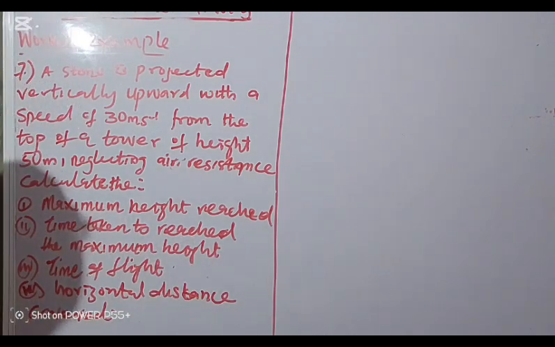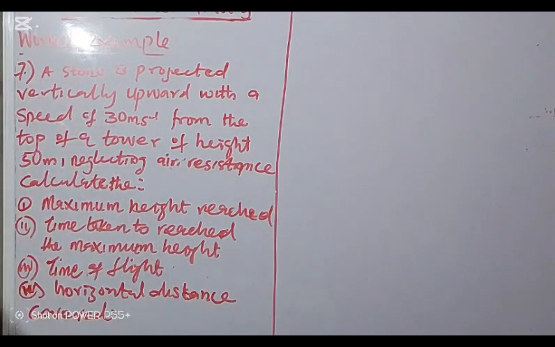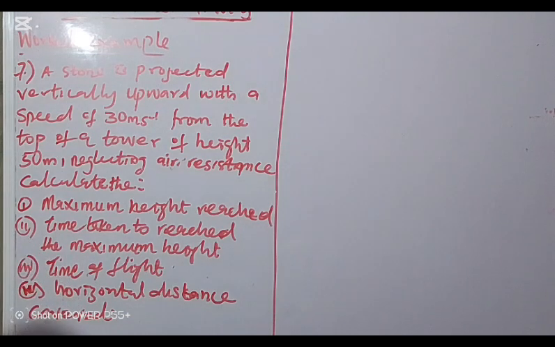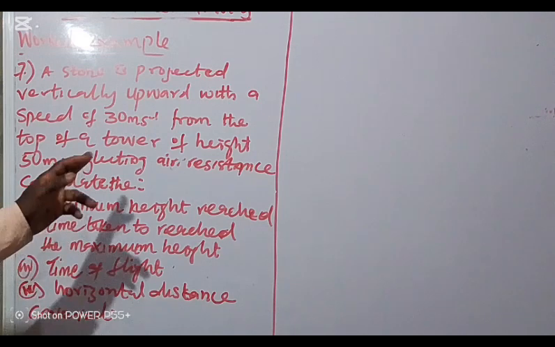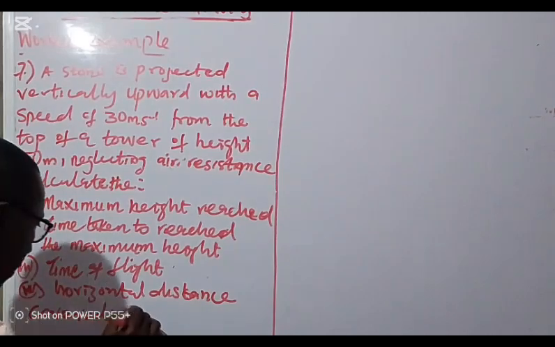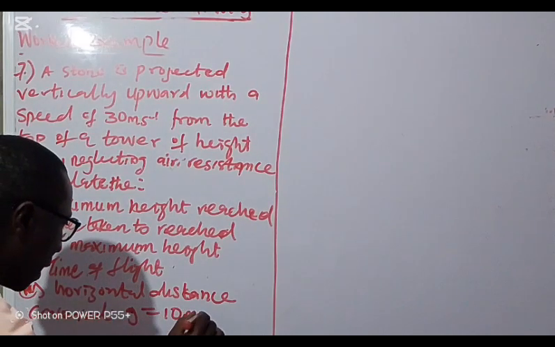A stone is projected vertically upward with a speed of 30 meters per second from the top of a tower of height 50 meters. Neglecting air resistance, calculate: 1. The maximum height reached by the stone. 2. The time taken to reach the maximum height. 3. The time of flight. 4. The horizontal distance covered by the stone. g, as usual, is 10 meters per second squared.